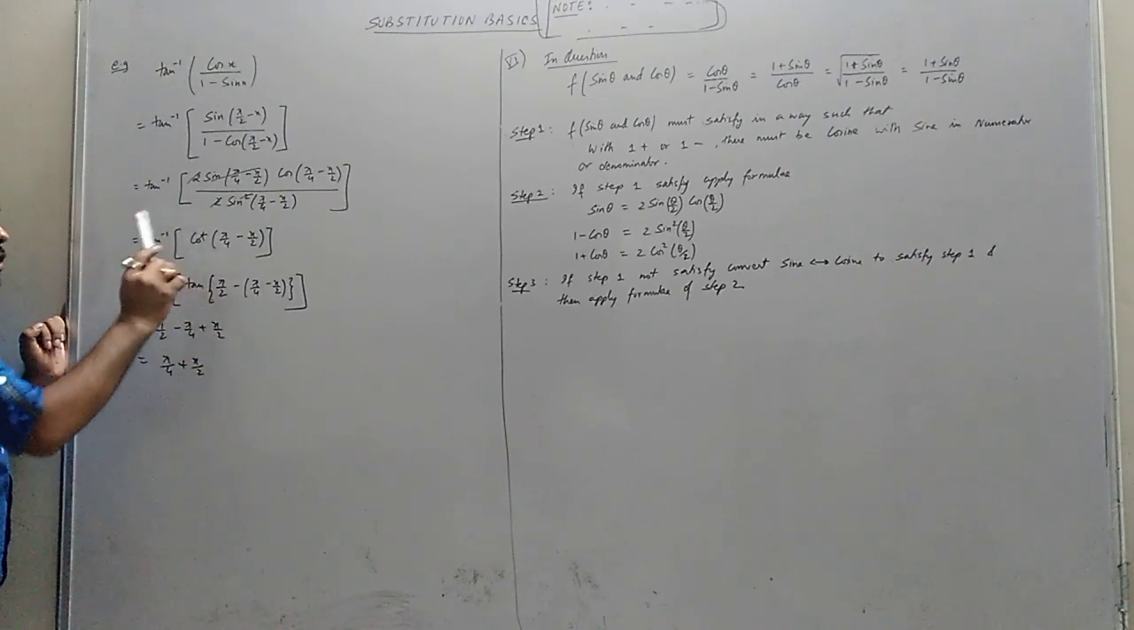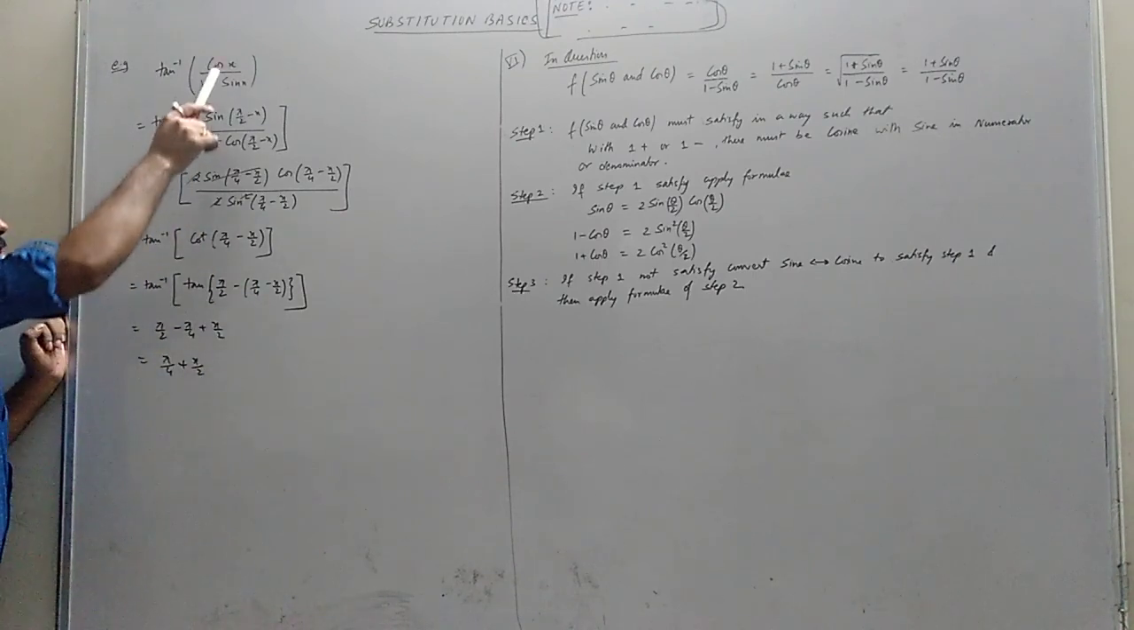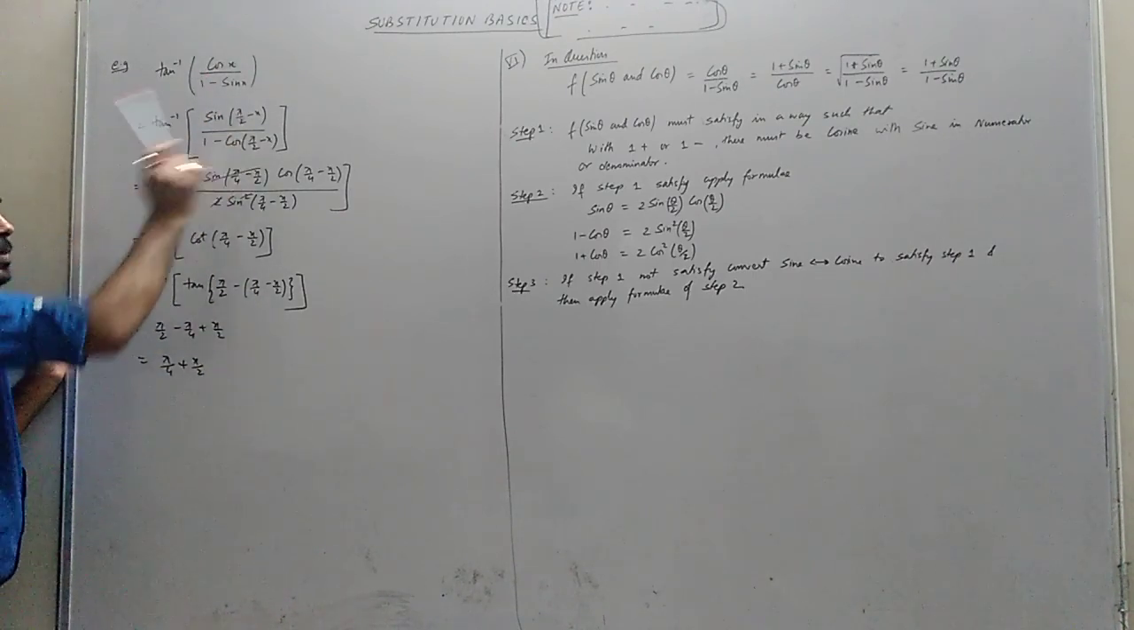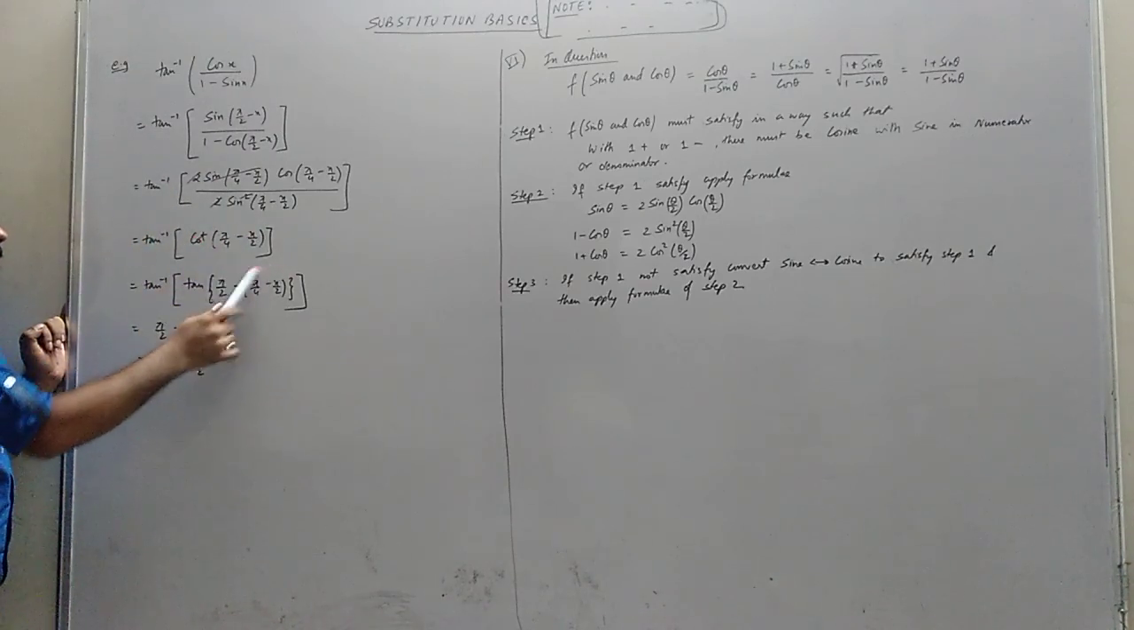So convert this cot in terms of tan. Writing 1 by tan will not make it go away. We need tan here. So what will I do? Again I will use the quadrant concept, same as what we did here. How did we convert cos into sin? Pi by 2 minus theta. Here also I will convert cot into tan using pi by 2 minus theta.